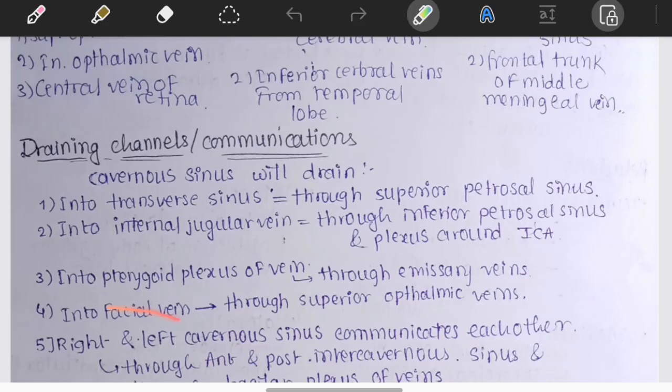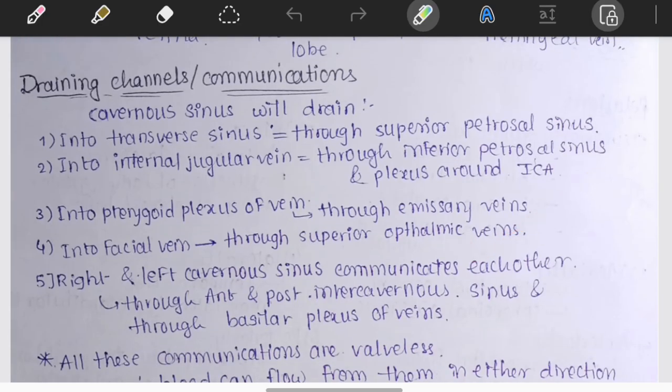Fourth one is the facial vein. The cavernous sinus also communicates with the facial vein through the superior ophthalmic vein. And now the picture becomes clear. Imagine someone squeezes an infected boil near the nose. Bacteria can travel from the face to the superior ophthalmic vein and to the cavernous sinus and cause cavernous sinus thrombosis. Now you can understand why the area around the upper lip and the nose is the dangerous area of the face. This is not just anatomy, this is the anatomy behind a real medical emergency.